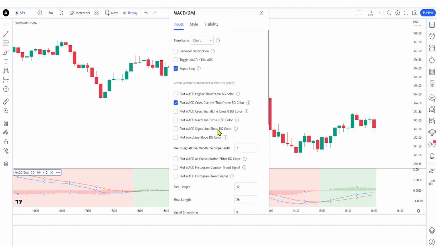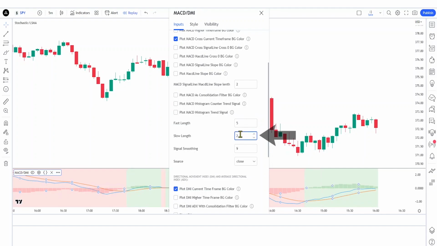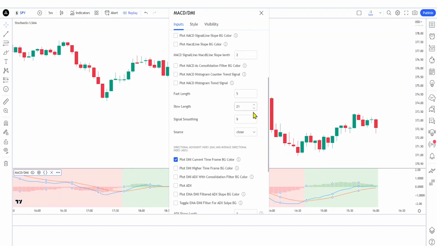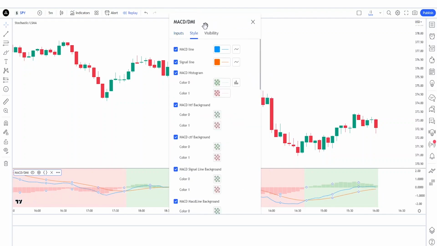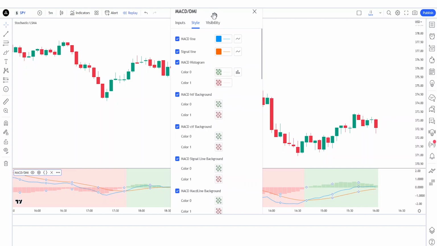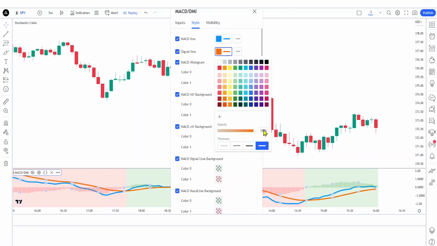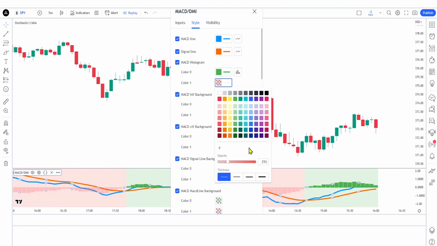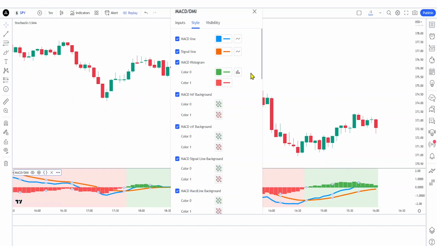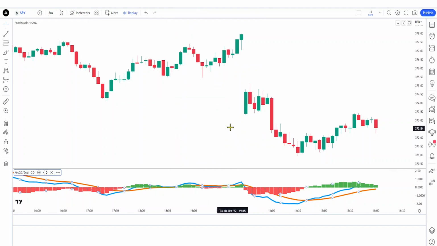Also change the fast length value to 5. Slow length setting must be 21. And lastly, the signal smoothing value must be 11. Now open your Style tab, where we also have to change a few settings. First, increase the thickness for these first two lines. Next, increase the opacity as well as the thickness for these two other settings as well. And lastly, disable the Max CTF background option. Press OK, and just like that, we are done with settings for our trading setup.